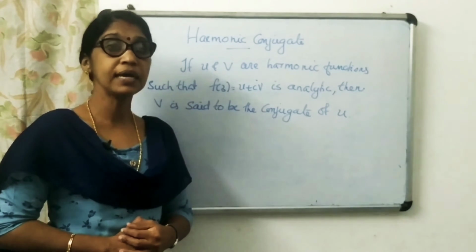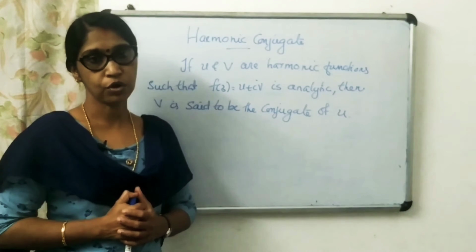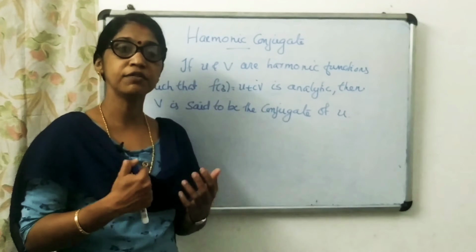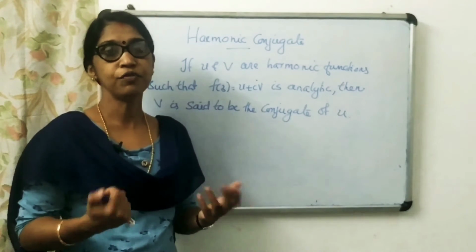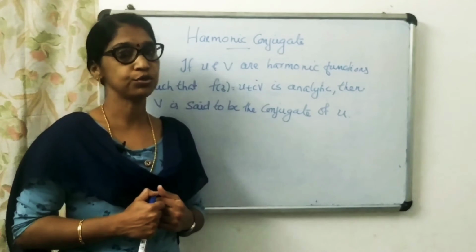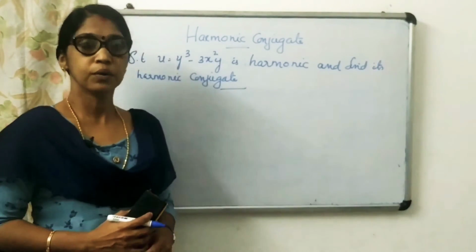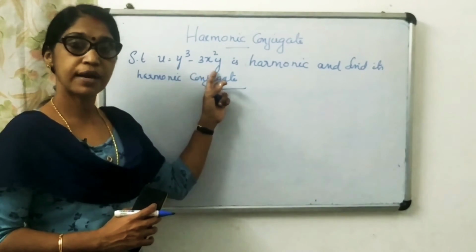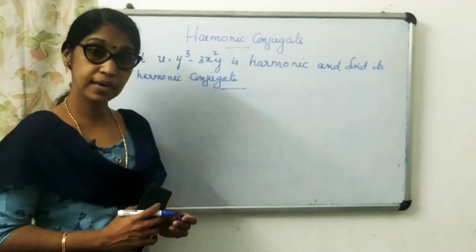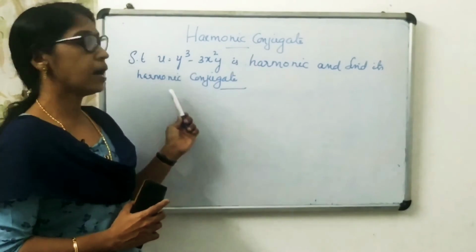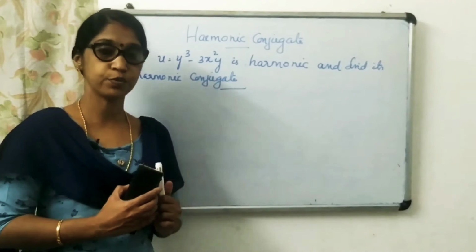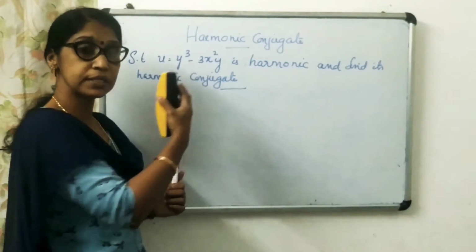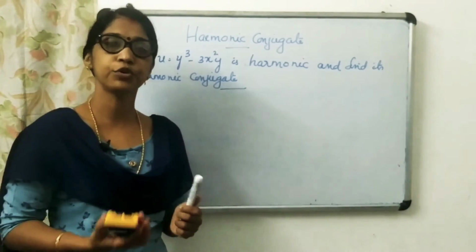Now we have to study the method to find the harmonic conjugate of a function. If u is given, we have to find the harmonic conjugate v. That is what we are going to study. The first question is: show that u = y^3 - 3x^2 y is harmonic and find its harmonic conjugate. First we have to prove u is a harmonic function, then find the harmonic conjugate.